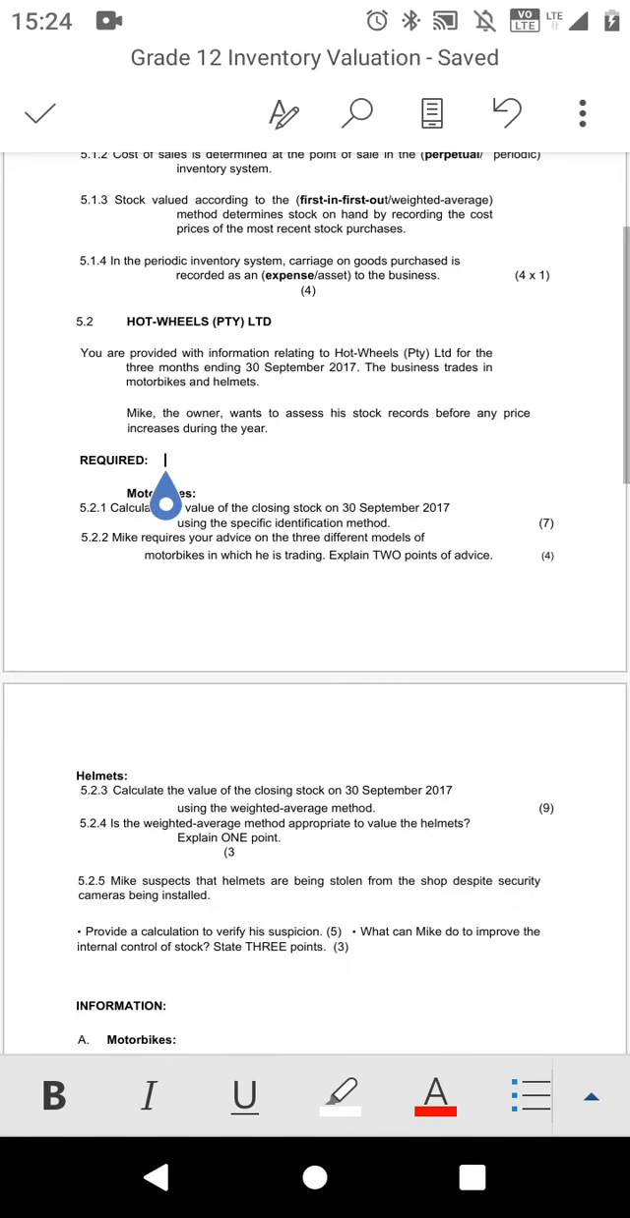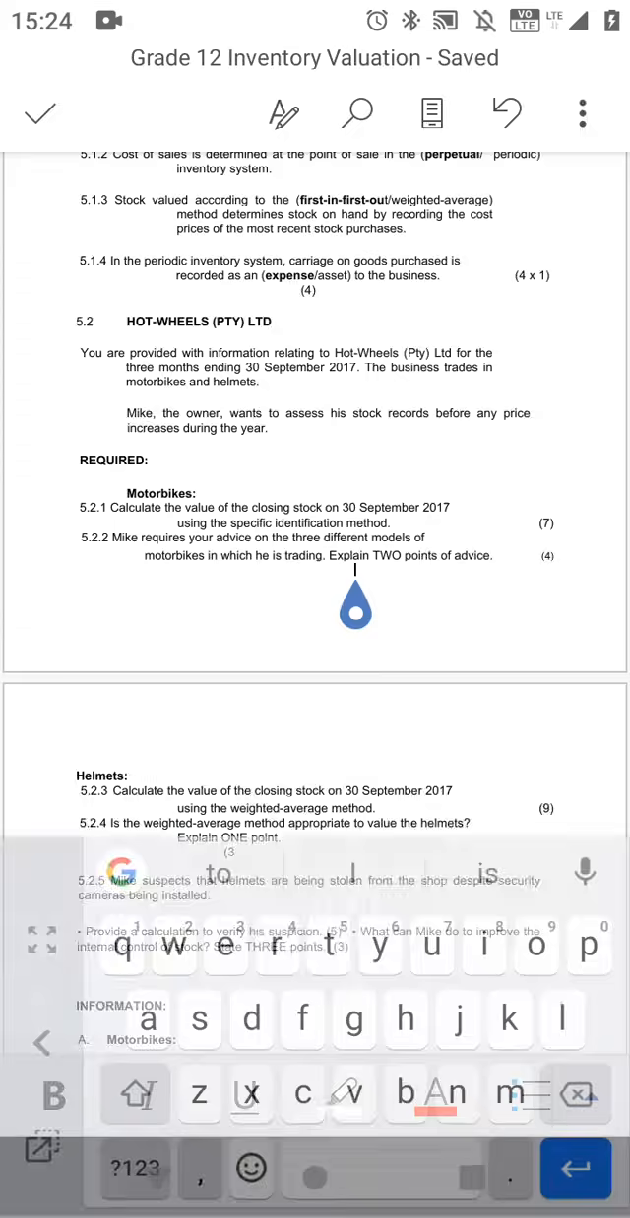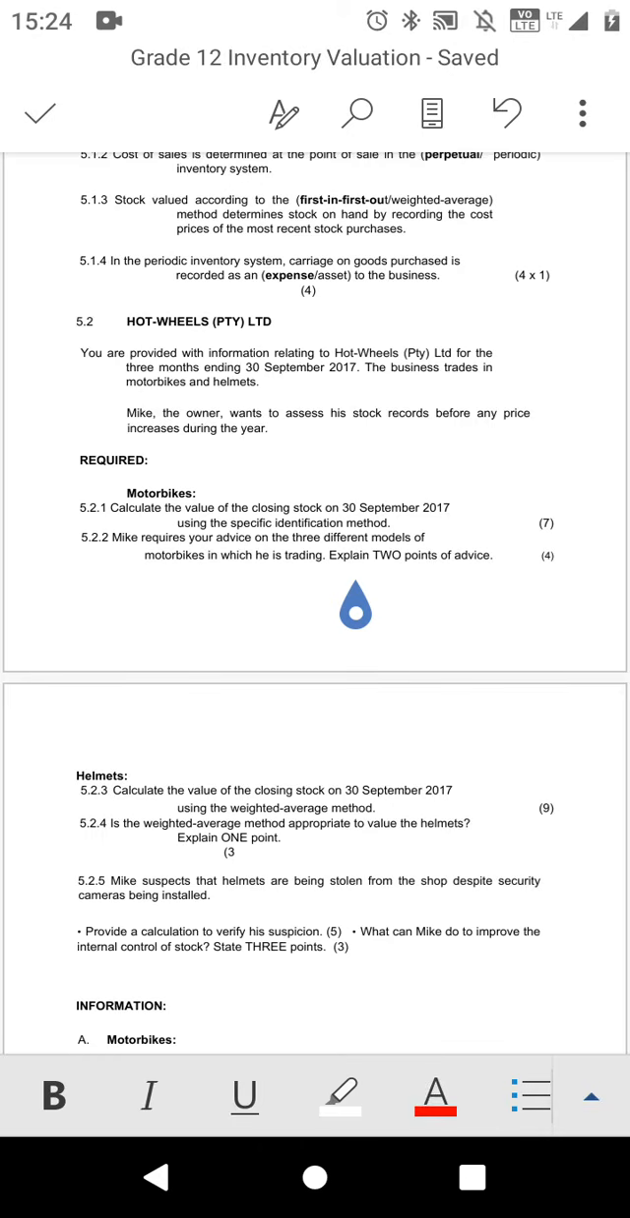Then we have a required part. Let's look at the required part. The first one is based on motorbikes. Calculate the value of closing stock on 30 September 2017 by using the specific identification method. If you still remember, I said this method only calculates the inventory using the actual price. So how are we going to calculate this closing stock? Let's go to the motorbike information.